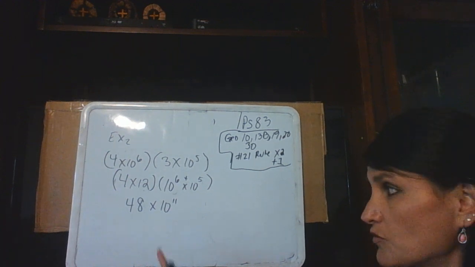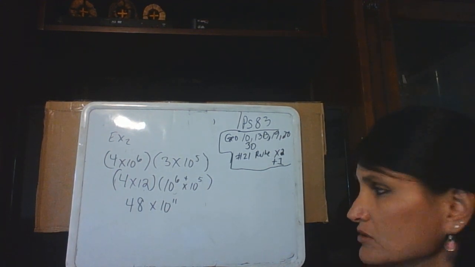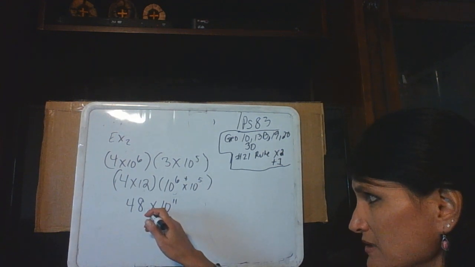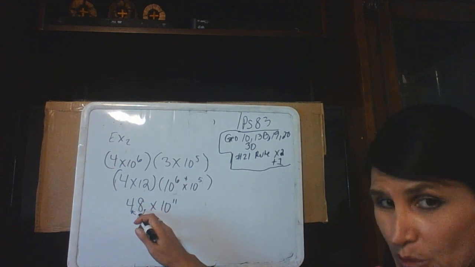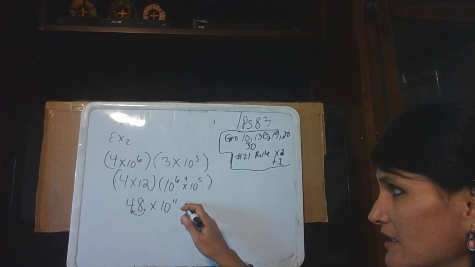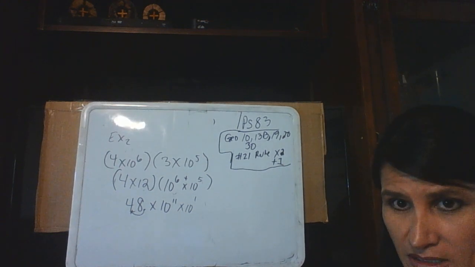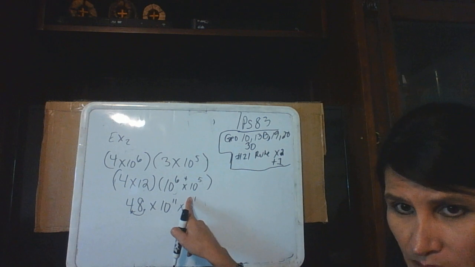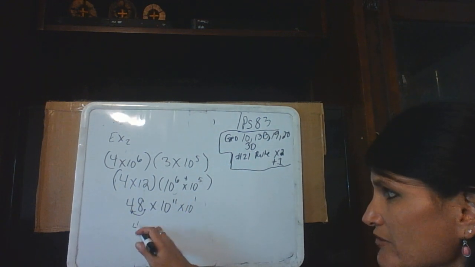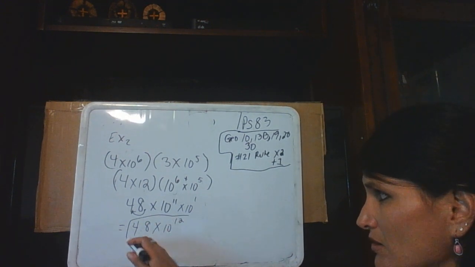Now I notice that 48 does not have a decimal, and remember you can only have one decimal before the whole number. So you insert it at the end and you move it one time, and because it was a number greater than 1, that means you're going to add times 10 to the 1 power to it. If you were going from the opposite direction, you would subtract a power, okay? And then you rewrite it as 4.8 times 10 to the 12th.